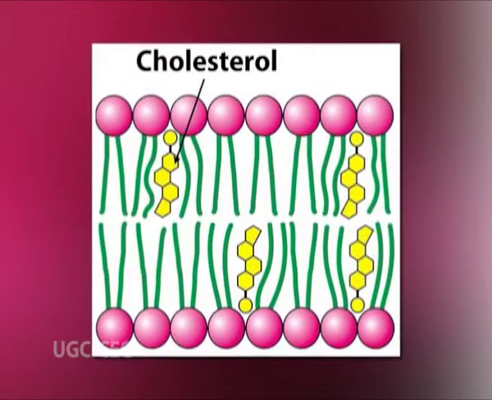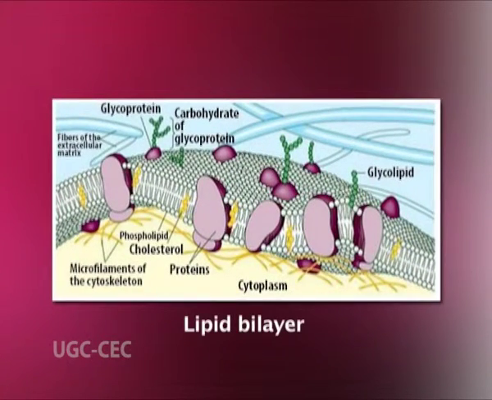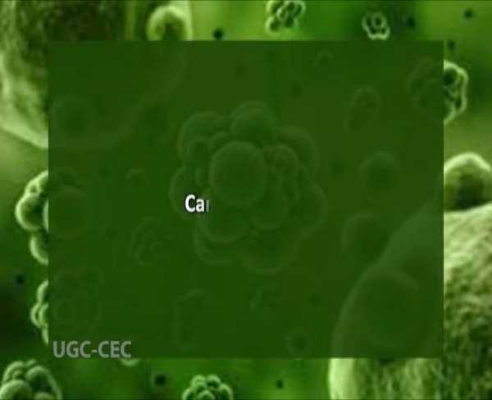Cholesterol plays a distinctive role in determining membrane fluidity. Cholesterol molecules insert into the bilayer with their polar hydroxyl groups close to the hydrophilic head groups of the phospholipids. They strengthen the membrane by preventing some small molecules from crossing it.